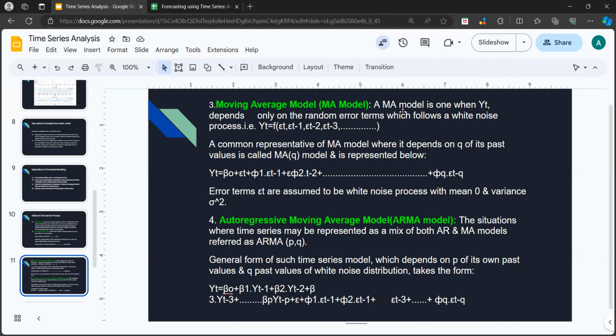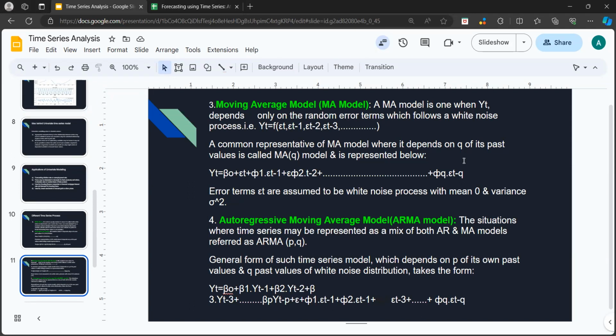That is the moving average model. Then we have the autoregressive moving average model. In short, it is known as the ARMA model. We will represent it as an ARMA(p,q) process, where p represents the order of the AR part and q represents the order of the MA part. ARMA is a mixture of both the AR part and the MA part. You can understand on your own how we can represent Y_t.